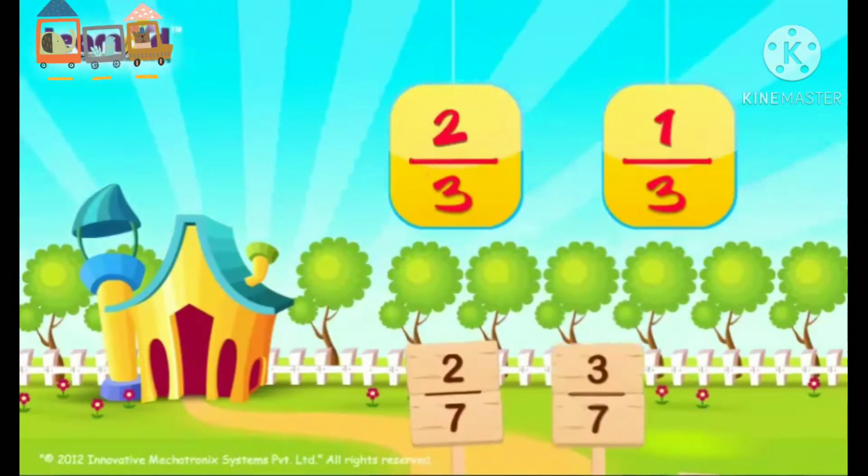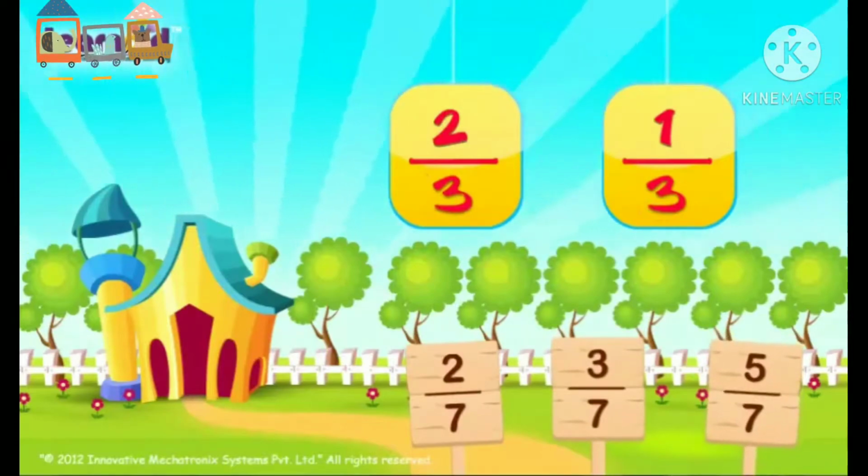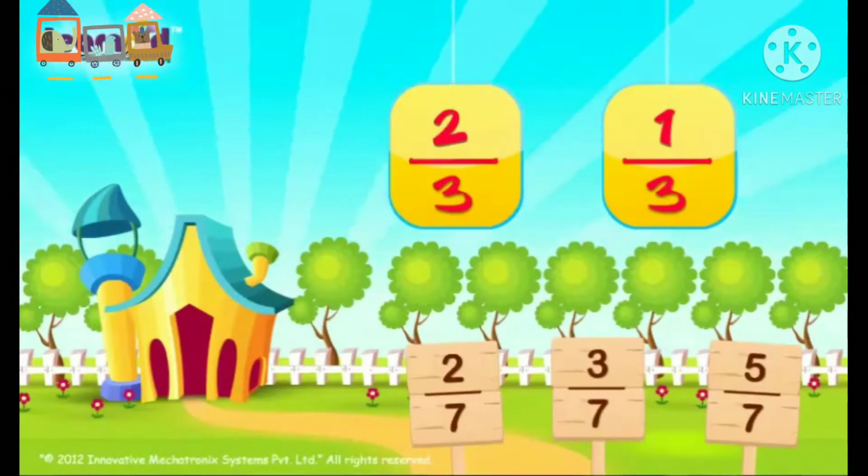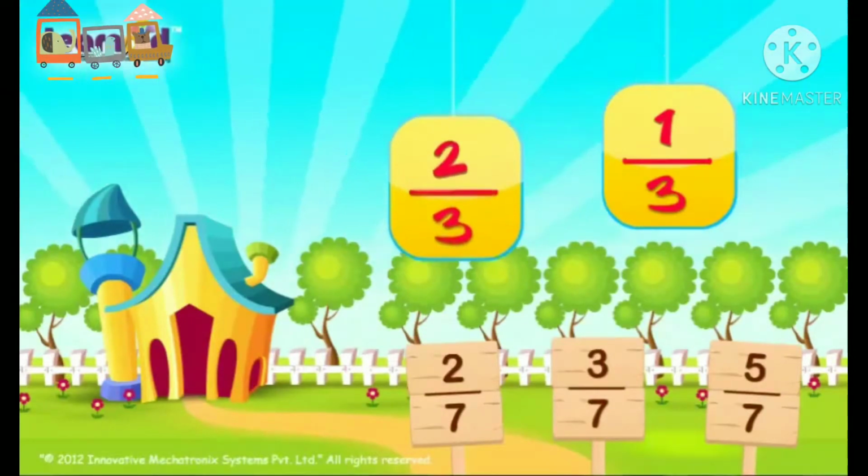2 by 7, 3 by 7 and 5 by 7. These all are like fractions because they all have denominator 7.